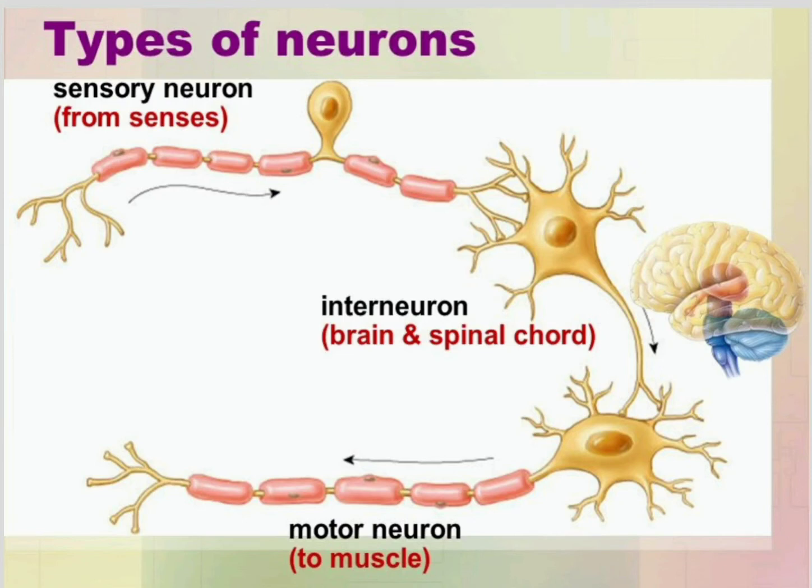Okay, so in this way there are three types of neurons which work completely hand in hand with each other, so that this entire messaging system works nicely: the sensory neurons, the interneurons or the association neurons, and the motor neurons.